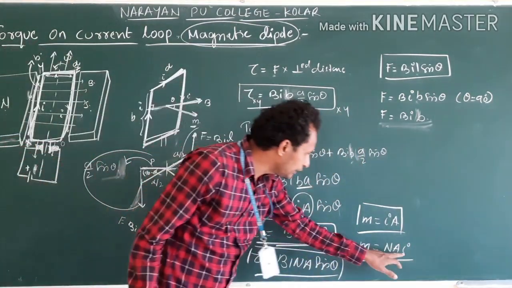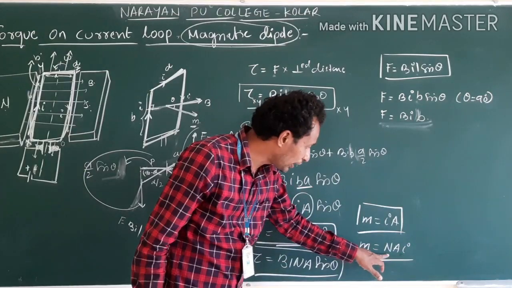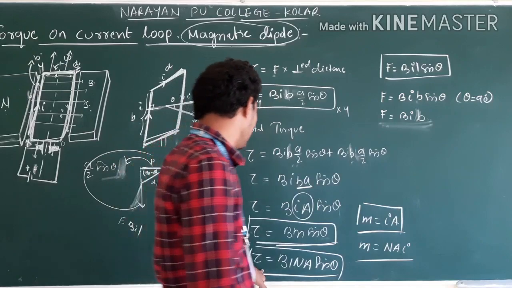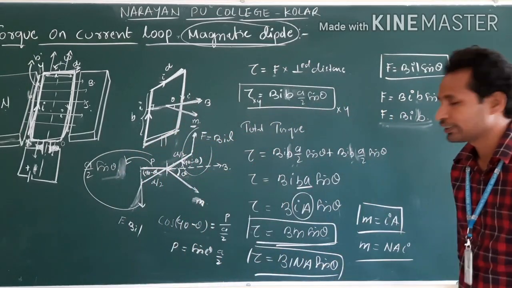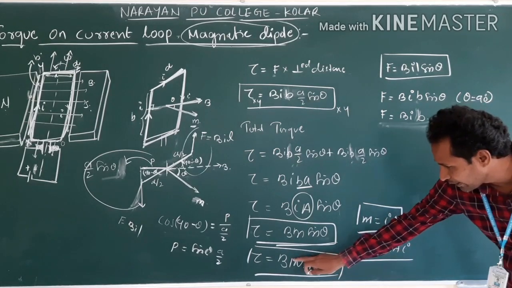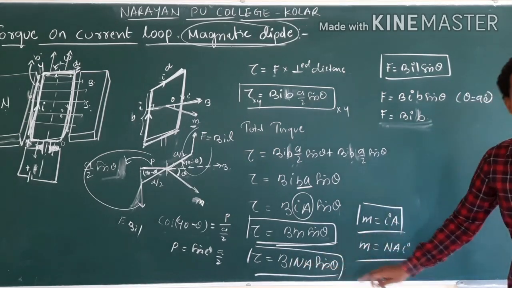Understand? IA is for a single coil. If the number of coils is N, then it becomes N into IA. Then this formula will remain the same. Understand? N number of terms are there. The formula is BINA sin theta.